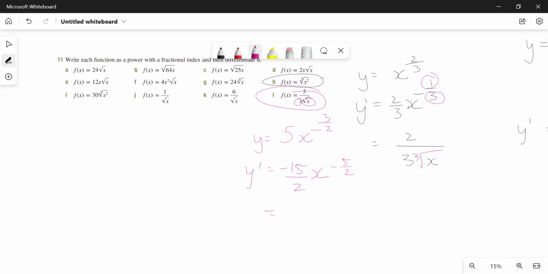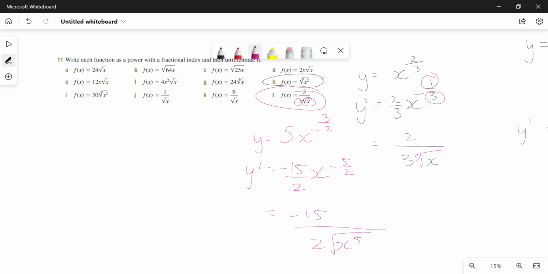So putting that back, x is to the power of negative, so x I'm going to put on the bottom. The power is the top, so the power is 5, and the root is 2, so the denominator is 2, so it's a square root.